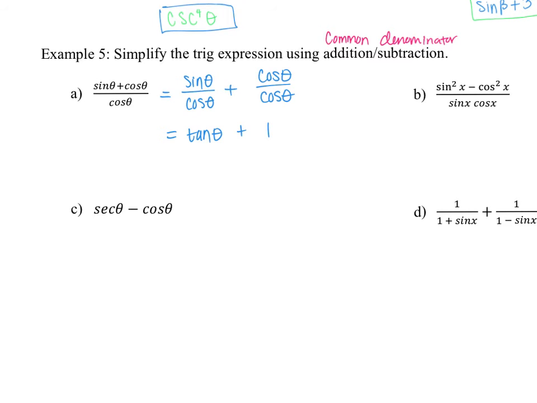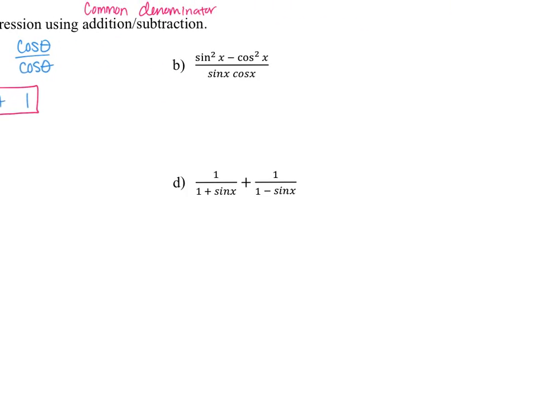And then at first I was like, oh, maybe I can use Pythagorean, but then I realized this is not a tangent squared, so I can't use Pythagorean. So this is really it. I can't really go any further. So I'm done. All right, let's practice that skill with part B.